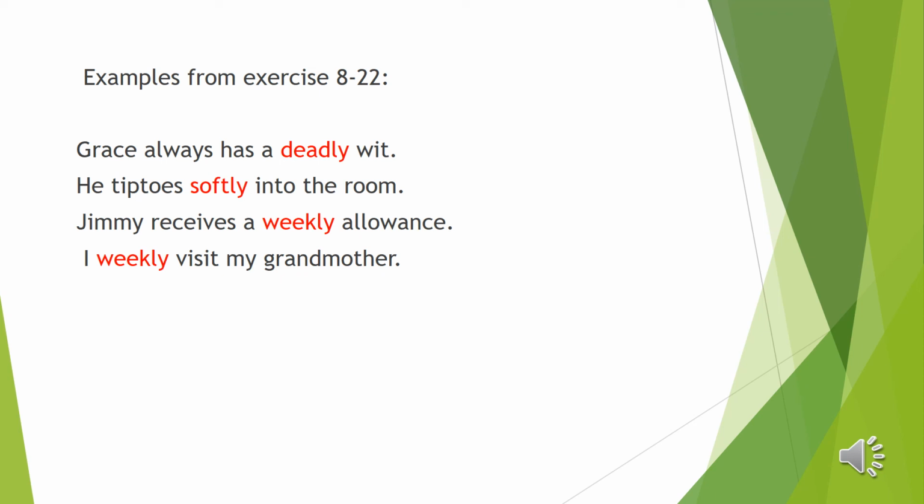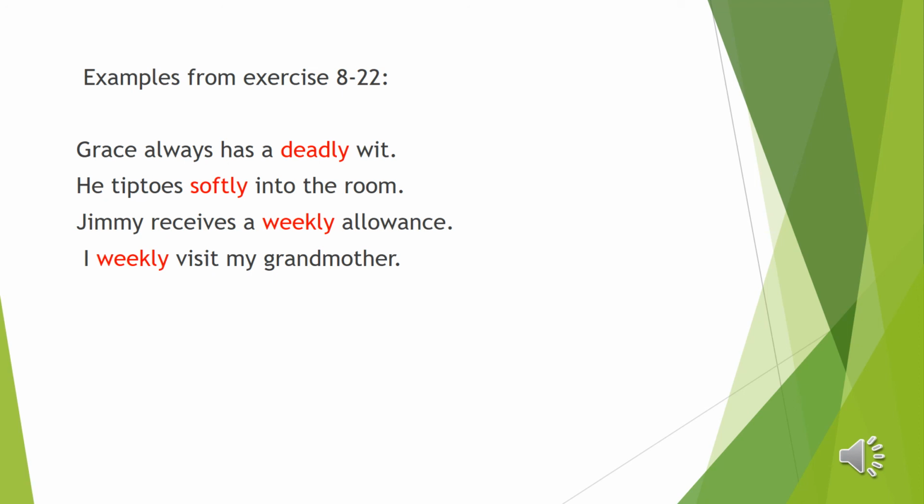Now pay attention to these two sentences. Jimmy receives a weekly allowance, and I weekly visit my grandmother. In these two sentences, we have the same ly form, weekly. In the first sentence, Jimmy receives a weekly allowance. Weekly is an adjective. First, because it comes before a noun. And second, because it describes a noun. It describes allowance. What kind of allowance? It is a weekly allowance. So weekly in this sentence is an adjective, and the ly is ly adjectival accordingly.